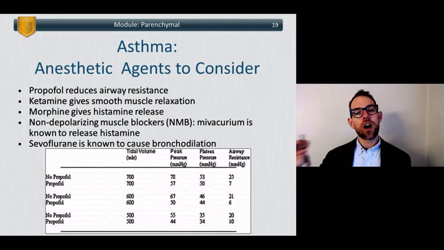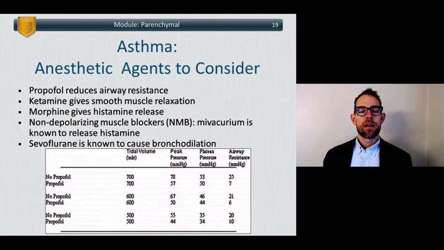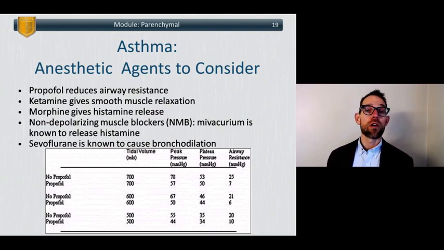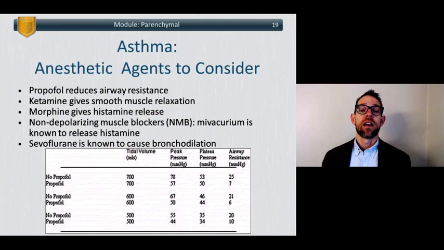Ketamine in and of itself causes smooth muscle relaxation. It is also known to be helpful in patients that have asthma. Recall that morphine causes histamine release, so you can have a worsening of asthma symptoms by giving morphine. Non-depolarizing muscular blockers, mivacurium being the main one, can cause histamine release. And recall that while desflurane and sevoflurane can both cause bronchodilation, sevoflurane is the optimal choice in patients that have asthma or severe COPD, both for airway reactivity as well as bronchiolar relaxation and dilation.